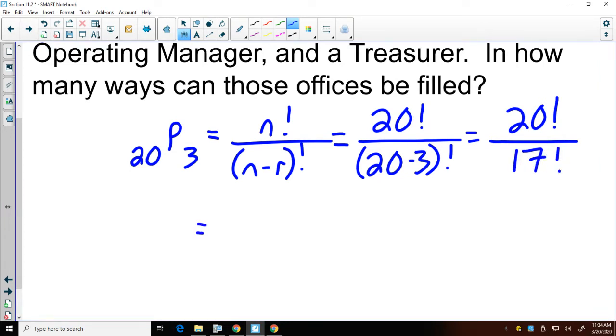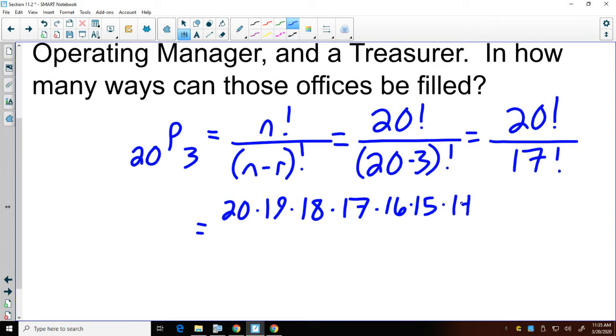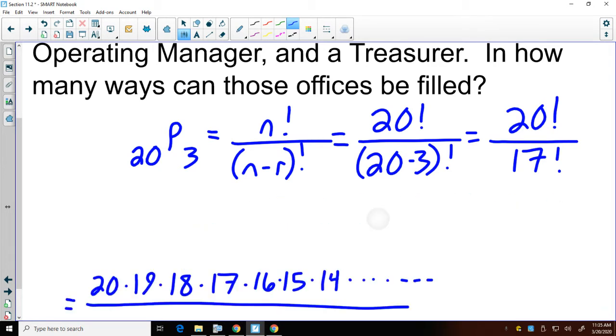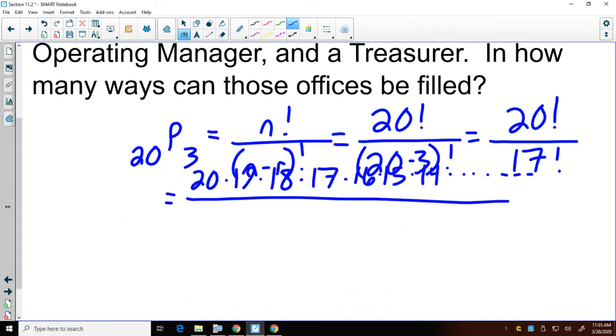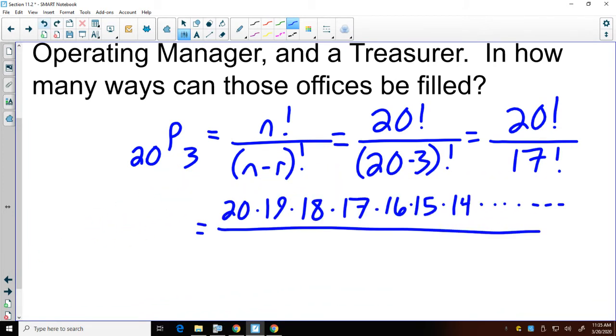Again, remember that this is all multiplication. So the top looks like 20 times 19 times 18 times 17 times 16 times 15 times 14, and so on, all the way down. The bottom, because it is 17 factorial, looks like this: 17 times 16 times 15 times 14 times 13, and so on.